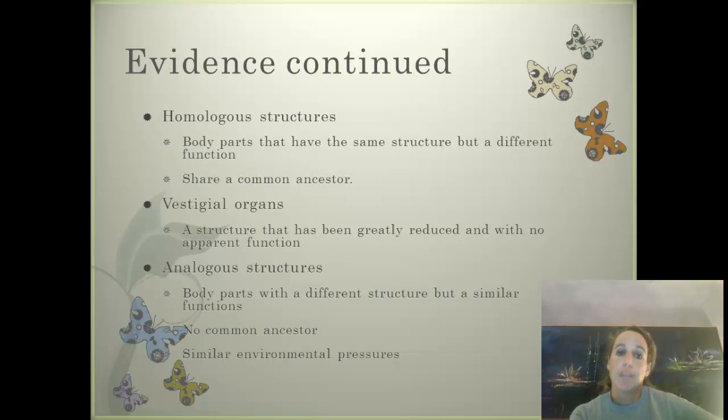All right, then the third type of structure is called an analogous structure. And an analogous structure is a body part with a different structure but a similar function. So a different structure but a similar function. So this is no common ancestor. And it's because of similar environmental pressures. So we have lungs, insects have trachea, and so that would be an example. We have the same function to get oxygen from the air instead of the water, but our structure is very different. Okay? So that's some evidence.